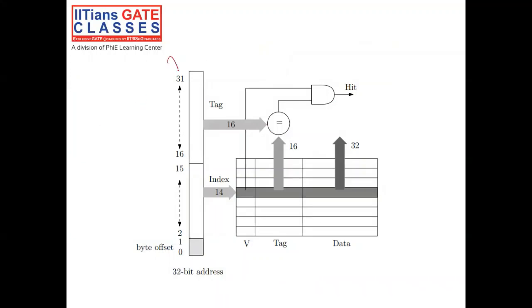This is the CPU generated 32-bit address, and this 2-bit is for the block offset, or you can say word offset, and this 14-bit is the line offset, and the remaining will be the tag. Now this is our cache memory, and this data is 32-bit, the tag is 16-bit, and the valid bit is 1-bit.